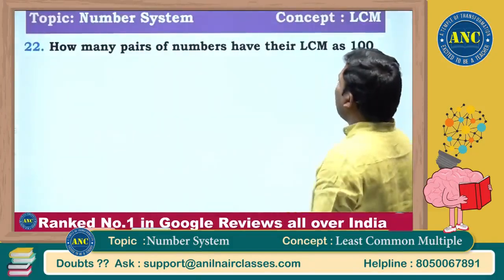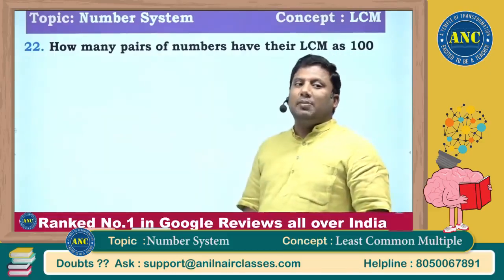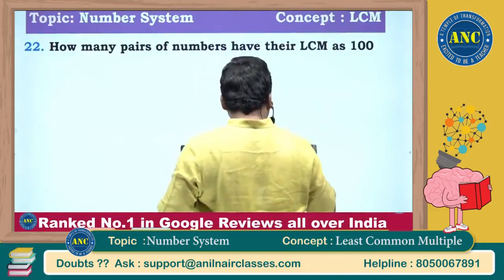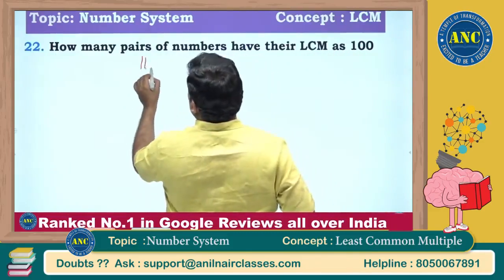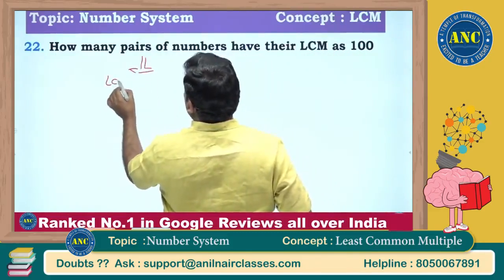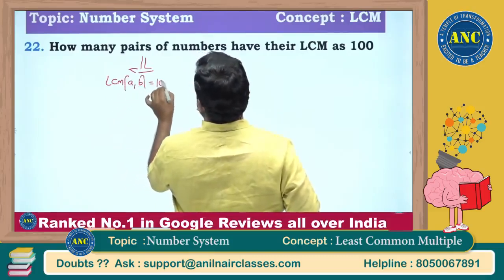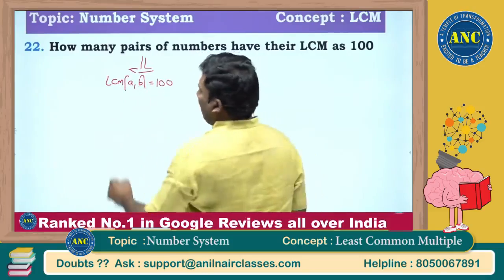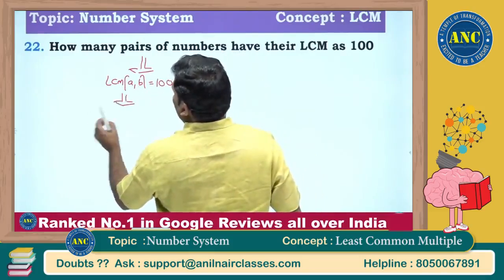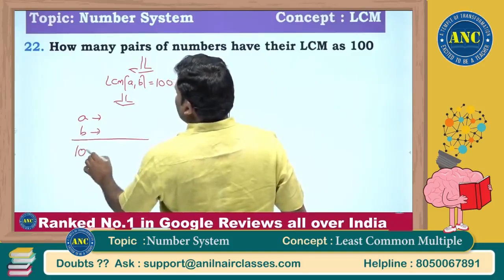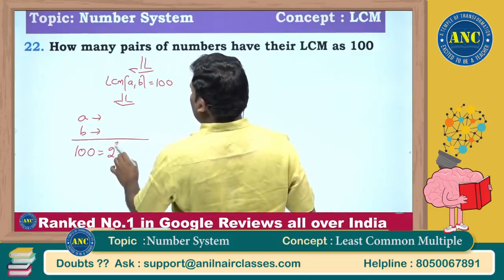How many pairs of numbers have their LCM as 100? Listen carefully. How am I solving this question? It takes hardly less than 20 seconds to solve. LCM of A comma B is 100. First we will do it for ordered pairs. We do not know what A is, we do not know what B is, but the LCM of A comma B is 100, which is 2 square into 5 square.